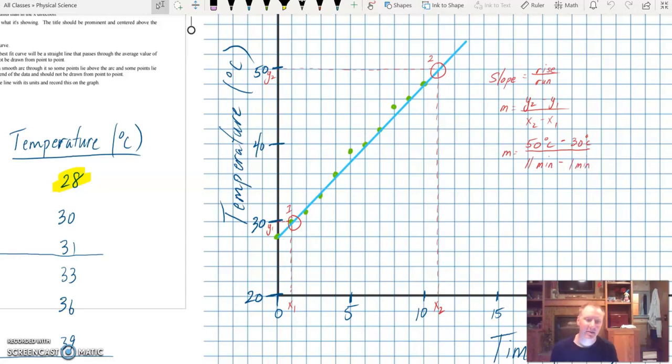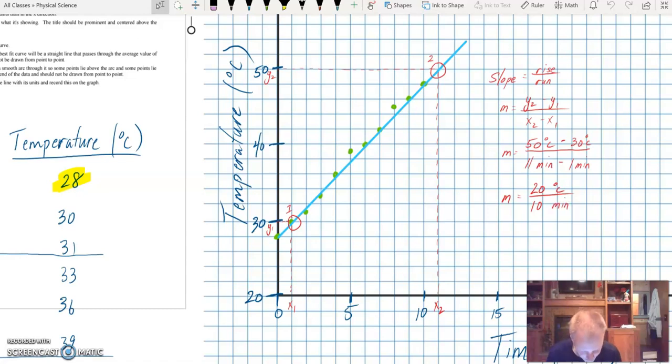And we're going to do the math on this. In this class, we won't typically or almost ever leave things in fractions. So we're going to do all the math on this, which might require your calculator. Here I'm going to subtract the top. So 50 minus 30 is 20. And the units are still degrees Celsius. And on the bottom, I have 11 minus 1, which ends up being 10 minutes.